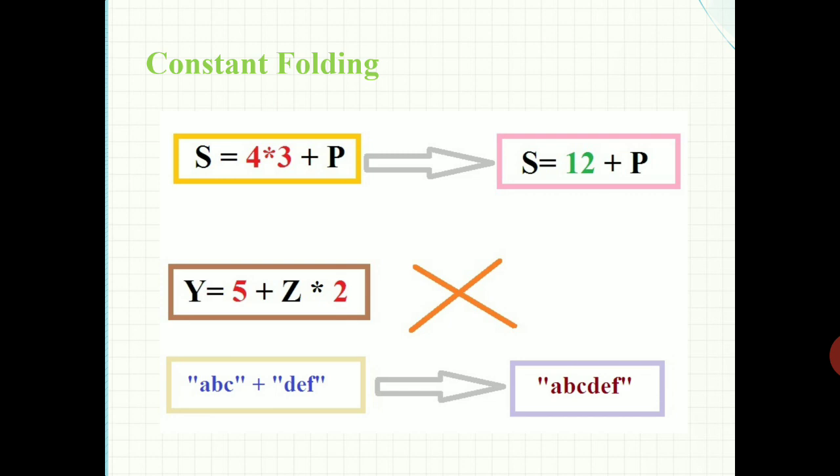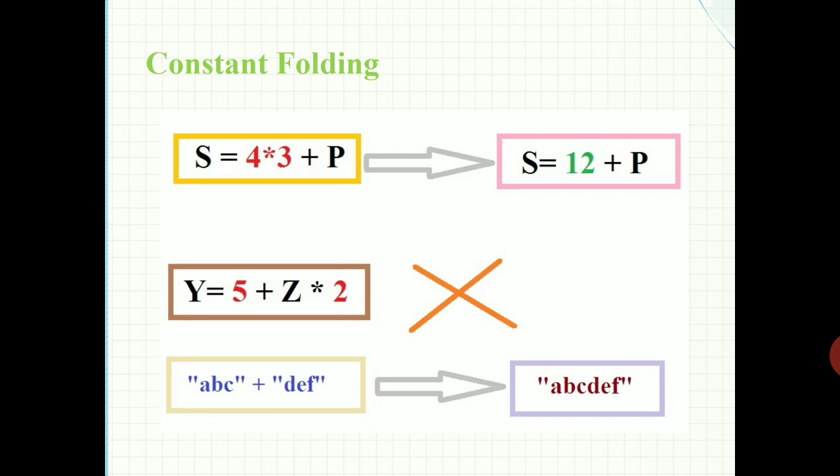There is a situation of constant folding. The programmers generally do not write 4 into 3 directly, but these expressions are relatively common after macro expansion and other optimizations such as constant propagation. We will see constant propagation in the next slide. What is constant propagation?